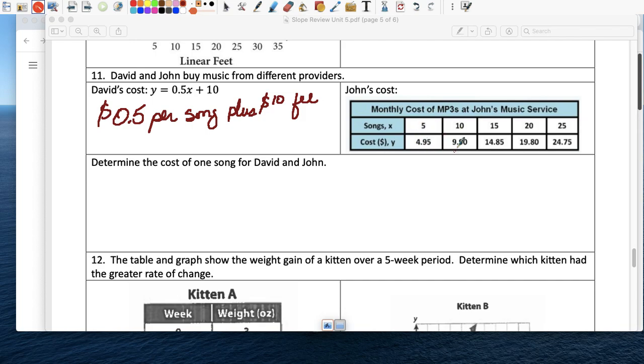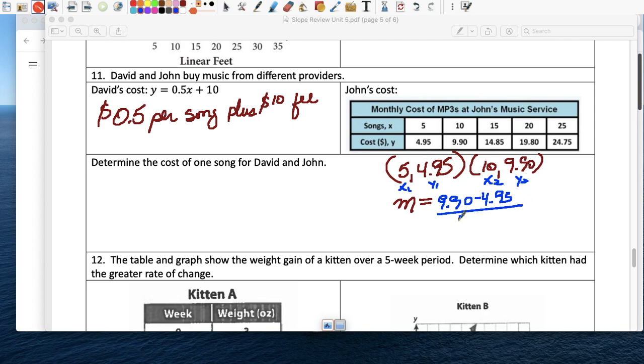So let's figure out this company here. Let's do the slope. Pick two points, this point and this point. So for 5 songs, I pay $4.95, and for 10 songs, I pay $9.90. Let's do the slope. We write x2, y2, x1, y1. So here he pays $9.90 minus 4.95, and at the bottom is 10 minus 5. Put that in your calculator.